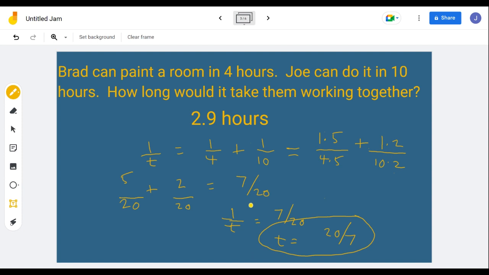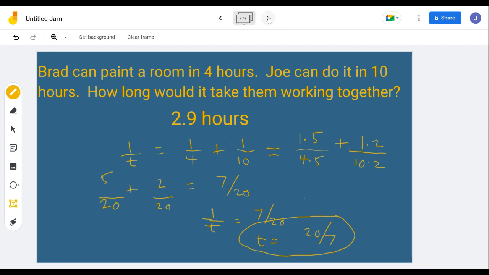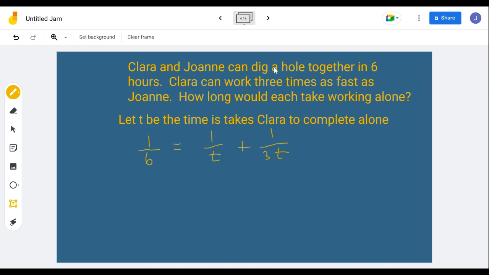So let's go on to this similar one. And again, I'm going to copy the formula I had at the beginning, which was 1 over t is equal to 1 over a plus 1 over b. This is a variant of the problem where now you have two people digging a hole, and they're telling you how long it takes them together. And they're saying one person is 3 times as fast as the other. So how long would it take each working alone?